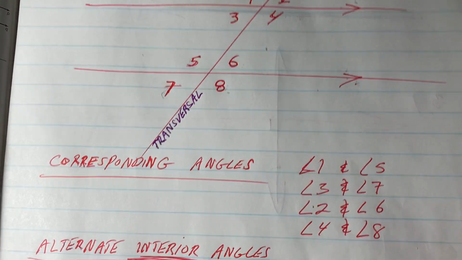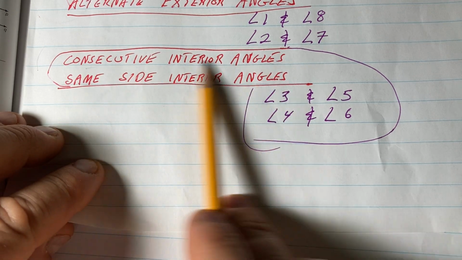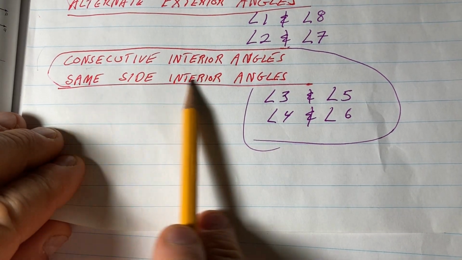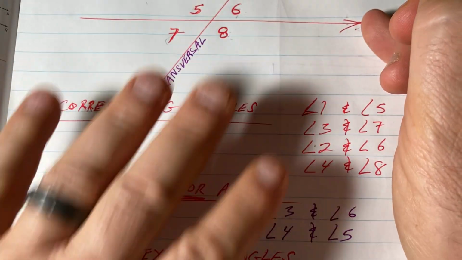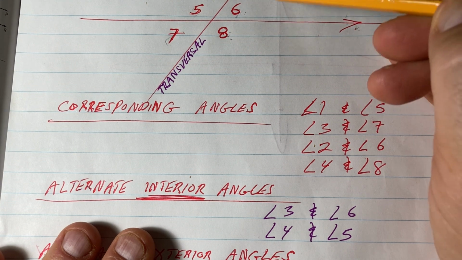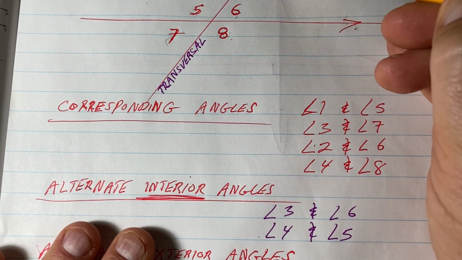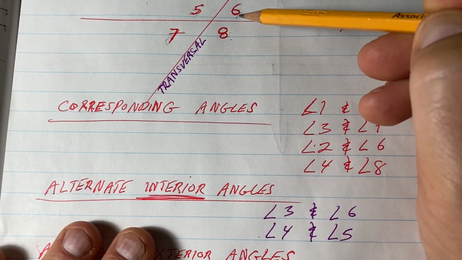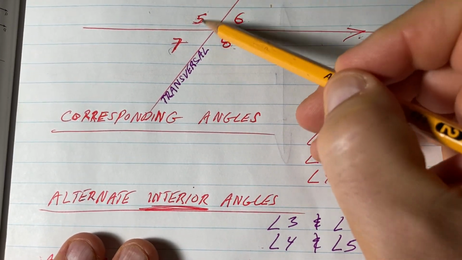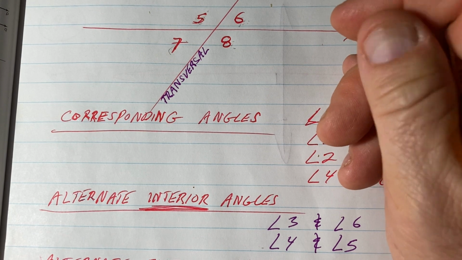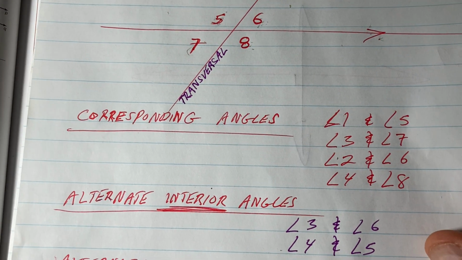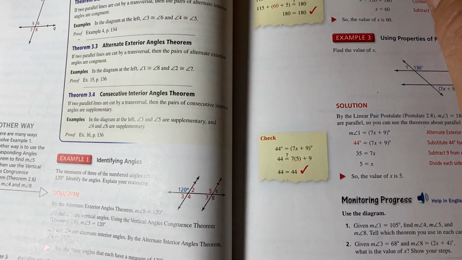are congruent. Then you have consecutive interior angles, also called same side interior angles. These angles, 4 and 6, are not going to be congruent, but they will be supplementary. Angle 4 plus the measure of angle 6 will add up to 180. Same thing for angle 3 and angle 5. Angle 3 plus angle 5 will add up to 180. That's the stuff you need to know.